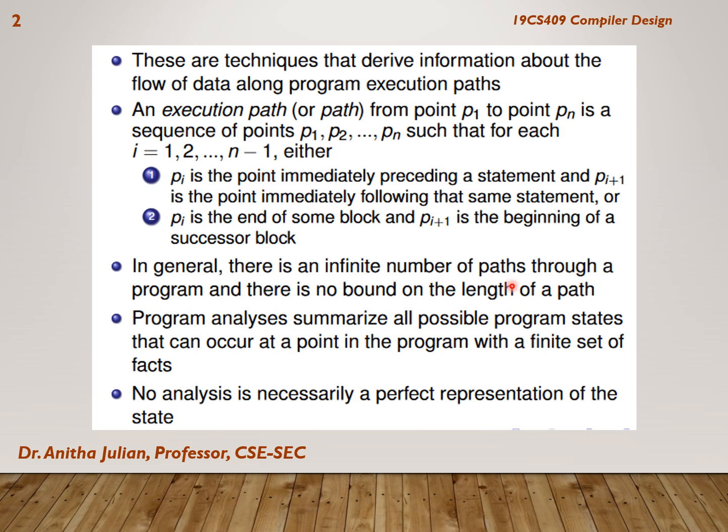So infinite number of paths are available. We know that there are going to be if conditions and various other logical testing in the program, which may take the program to different paths. So in all the paths, we have to take care that whatever logic we have mentioned for the program is kept intact. So that is what we are going to analyze and find out how it works.